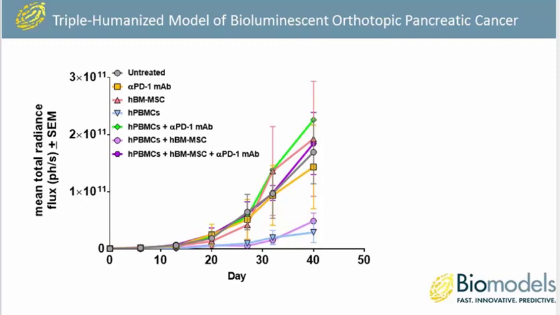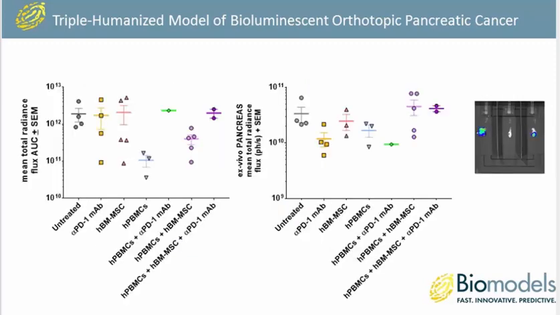This is our total tumor radiance from the animals in vivo. You can see that administration of the PBMCs really suppresses the growth of the tumor cells as would be expected. And we really didn't see that much of a contribution from the MSCs, maybe a little bit.